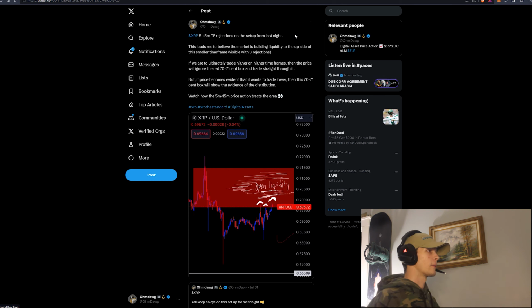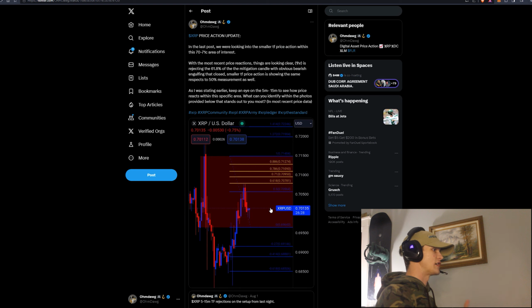But if price becomes evident that it wants to trade lower, then this 70 to 71 cent box will show evidence of the distribution. Watch how the 5 to 15 minute price action treats the area, which we do see here roughly. I actually ended up marking it with a Fibonacci retracement.